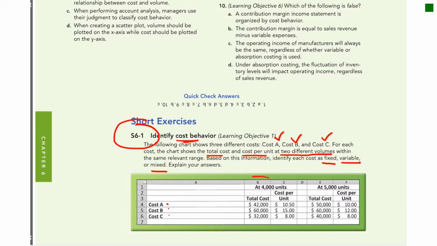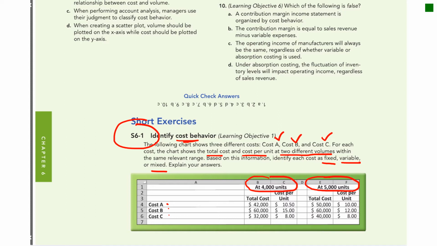So here are your volumes. You've got 4,000 units and you've got 5,000 units. So notice, look at the total cost. You've got $42,000 at 4,000 units, and then you've got $50,000 at 5,000 units. So your initial thought would be, well, it's not fixed because the total cost did change, and that's not a characteristic of a fixed cost.